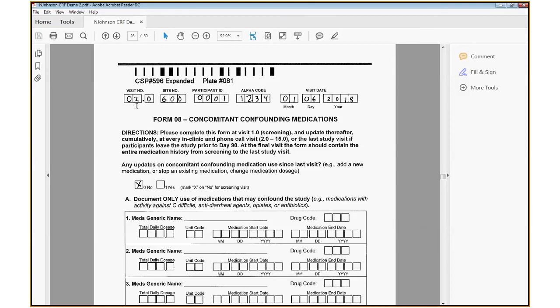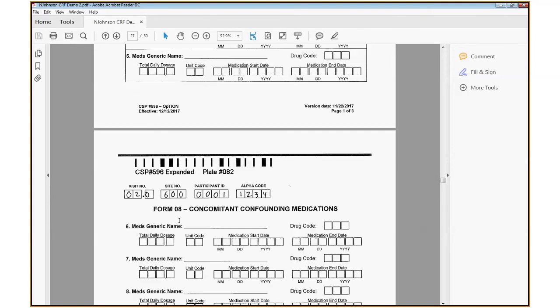As you can see up here, this is visit number 2, and it has the site information and ID, and it has been 5 days, reflecting that it is now the 6th of January. There's been no change to this medication, so there's been no new information added on.